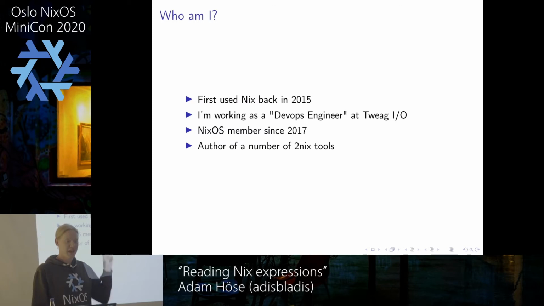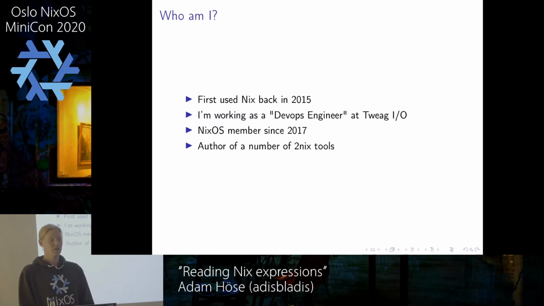I'm working as a DevOps engineer at Twig.io. We do Nix consulting and Haskell consulting and other things like that. I've been a member of the NixOS project, so Nixpkgs, since 2017, which means I review and commit pull requests on occasion, and I'm the author of a number of to-Nix tools, among others, the ones mentioned in Ili's presentation, which were Vigo to Nix and Poetry to Nix.